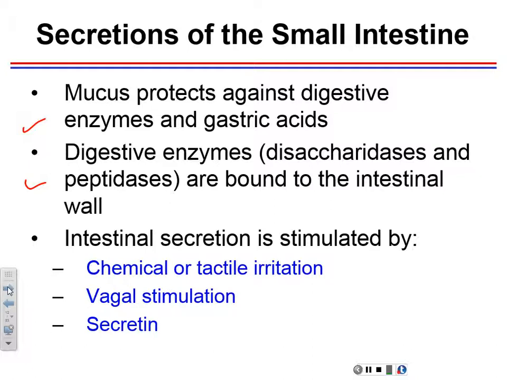So we get things that will stimulate intestinal secretions, which will be the chemicals that are contained in the chyme. One of the chemicals, the big one, is the HCl, that will cause secretin to be secreted, which will cause bicarbonate ions to be released from the pancreas and from the gallbladder. Okay, and then of course tactile irritation as well.